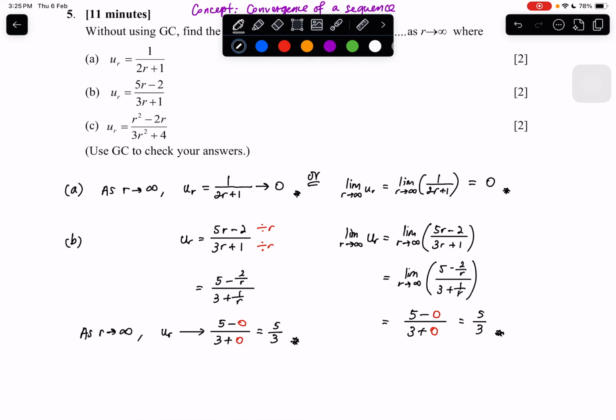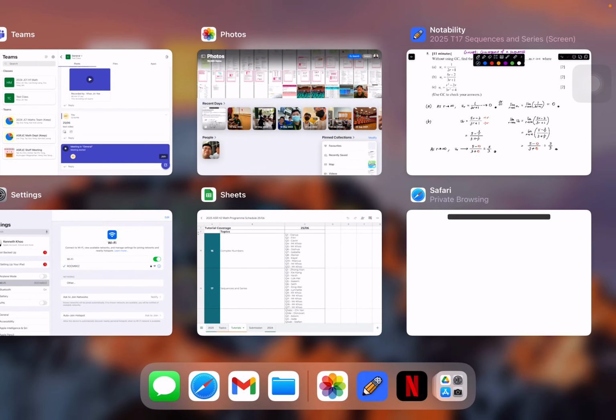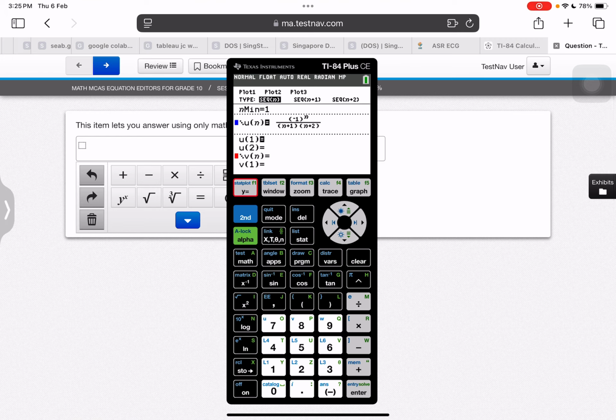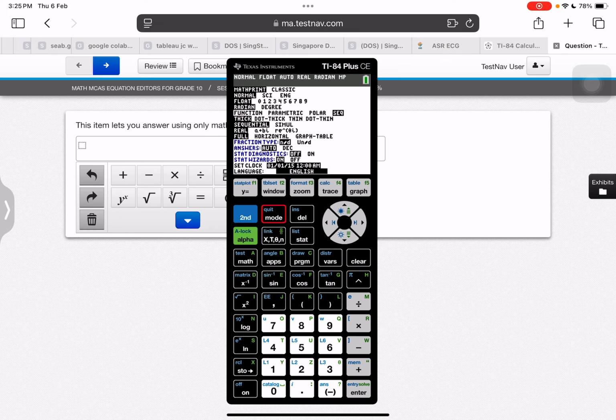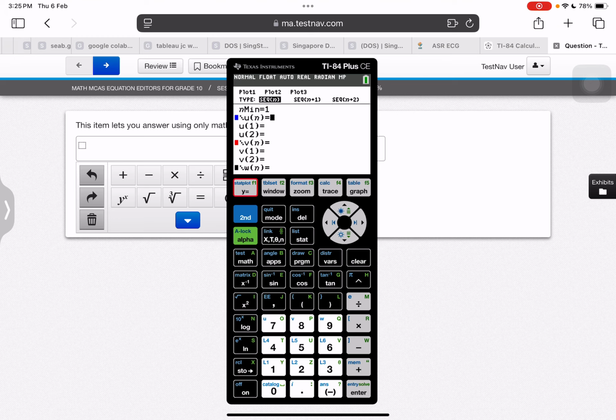Okay, so let's go and check for part B. For part B over here, first we need to go to our mode. Check that in this line you have already the sequence selected. You press enter to select it, and then you go back to Y, you will see this page over here. You have your n minimum with your un, u1, u2. Okay, so let's try.